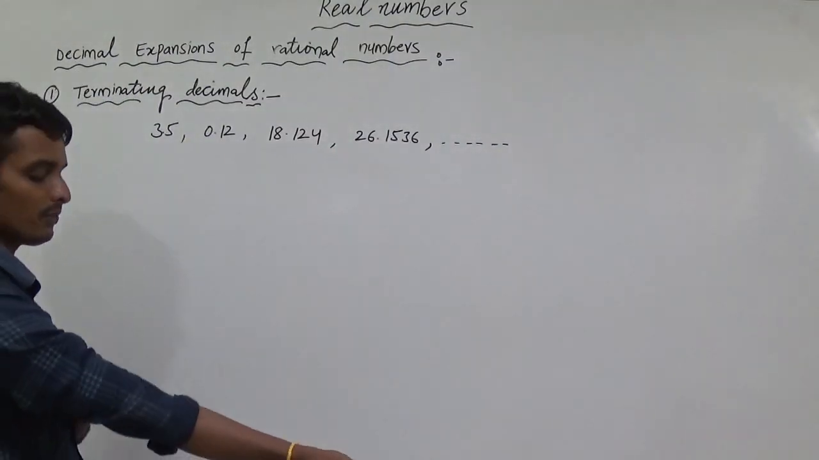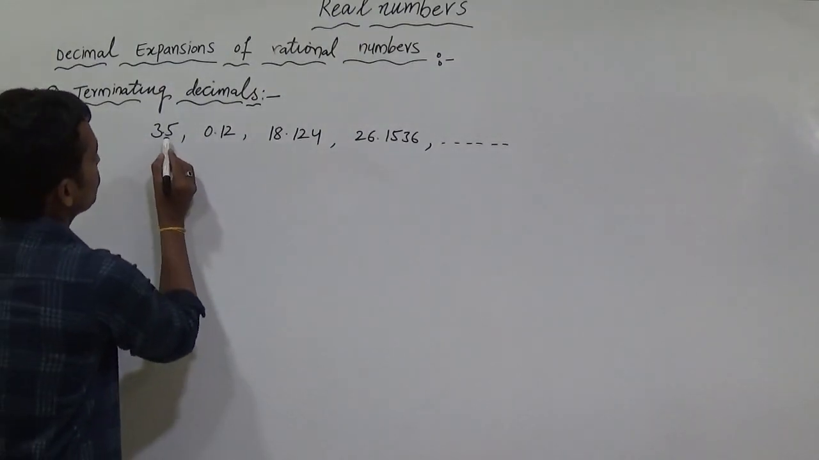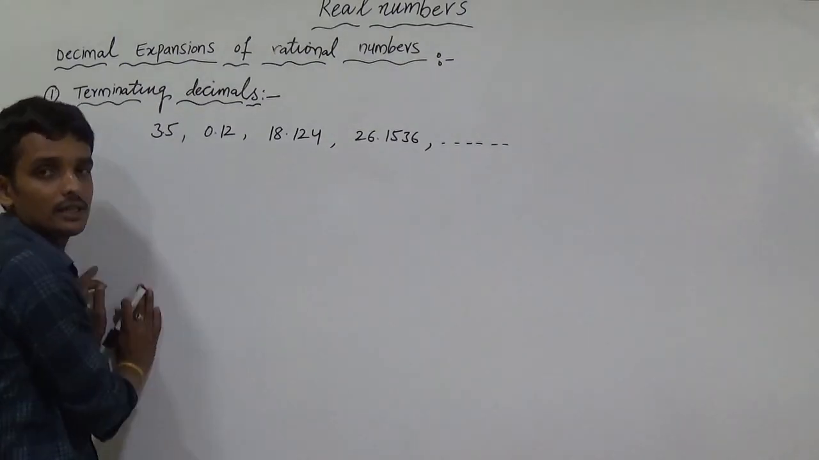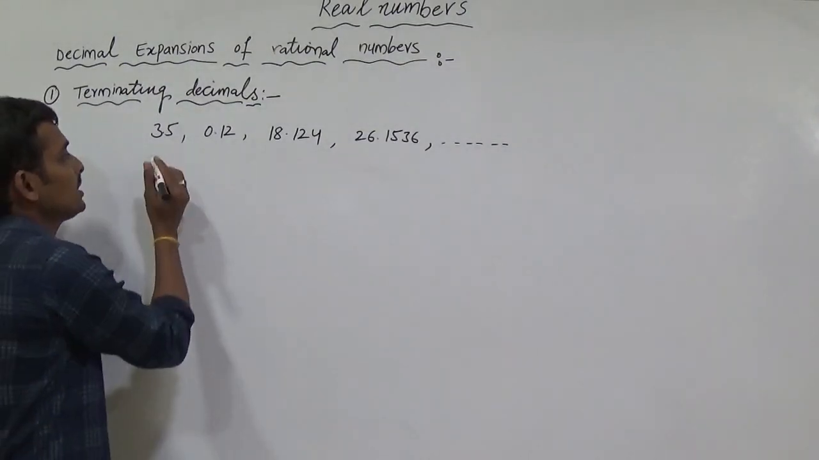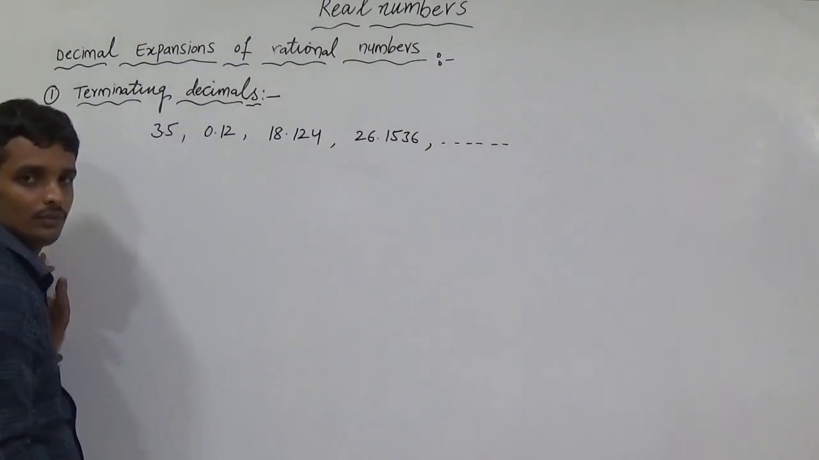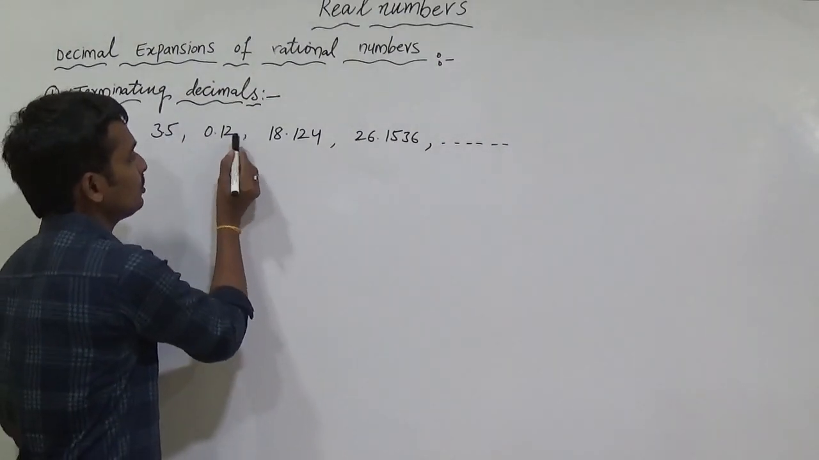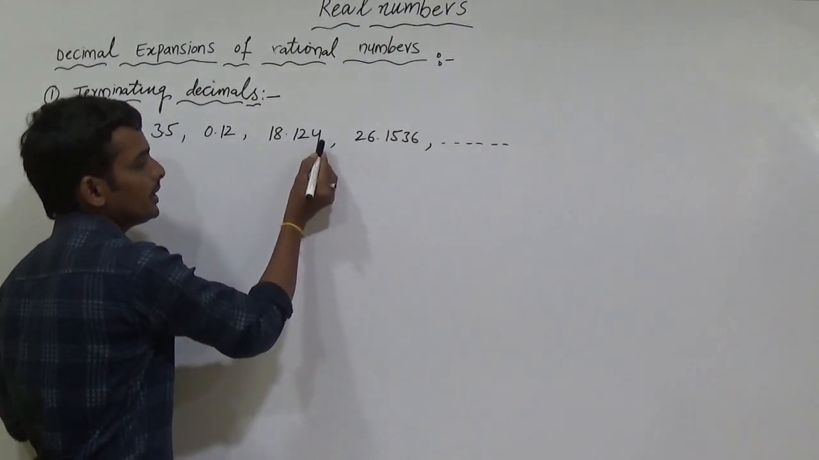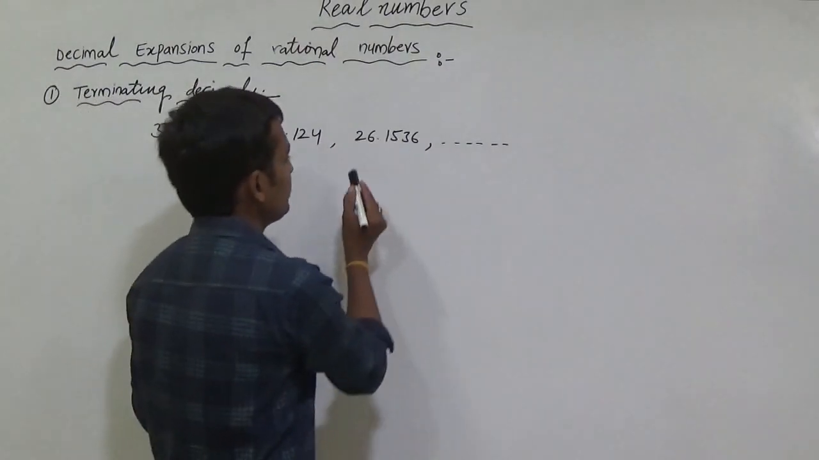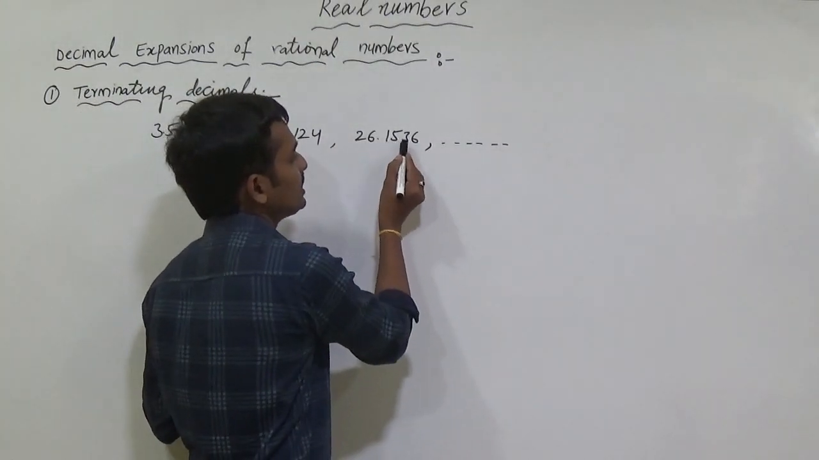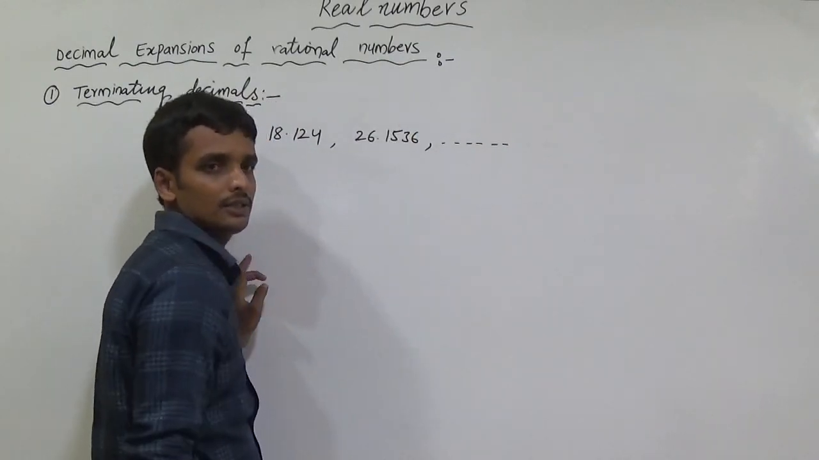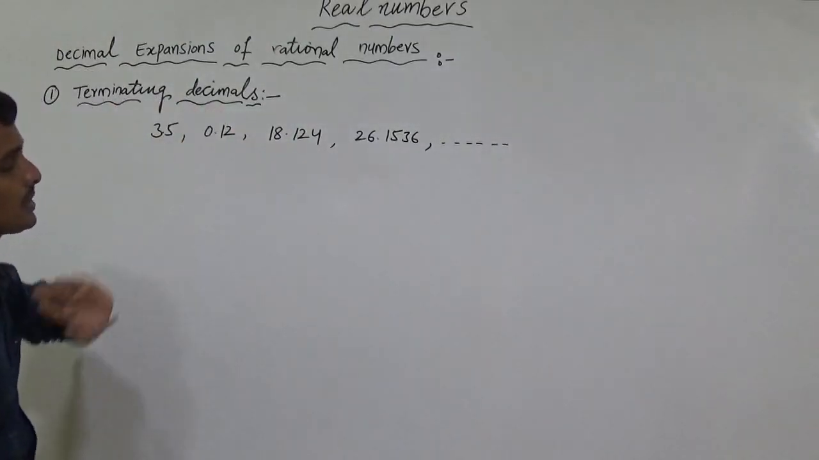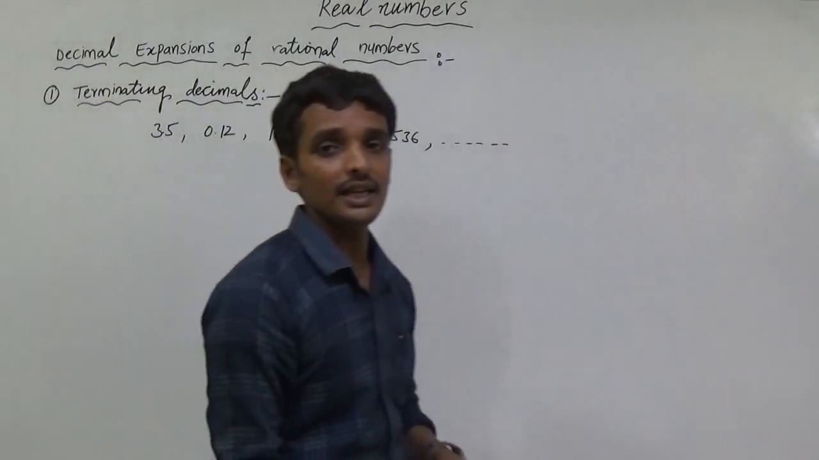In the decimal part, here there is only one number. After that there is no 'so on' symbol and no etc. That means the decimal expansion stops at 5. The same way, 0.12 stops at 2, 18.124 stops at 4, and 26.1536 stops at 6. So these 4 examples are terminating decimals.